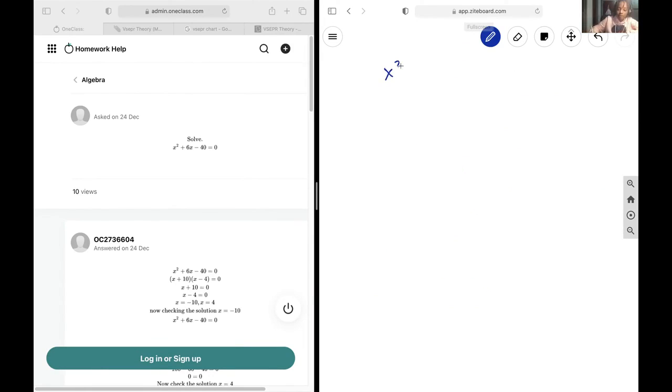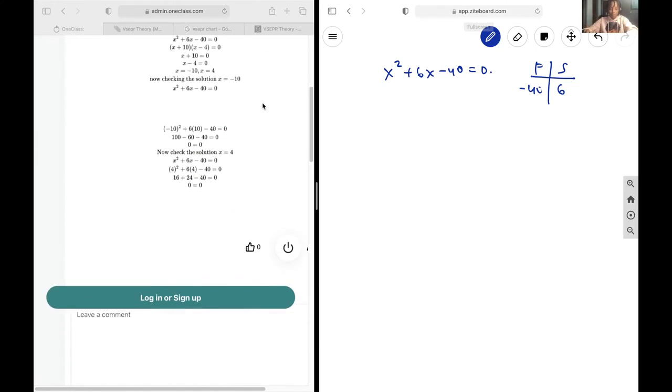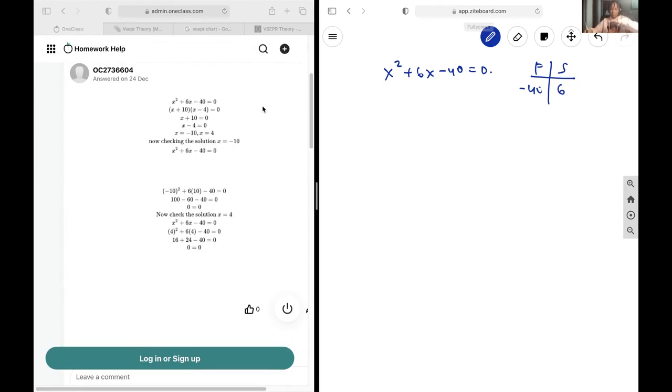For this one, we're just going to use product sum. And so you want the product to be negative 40, and the sum to be 6. The two numbers that will give us that are going to be... usually you can just think of them quickly. If you can't, just use the quadratic formula, and you should get 10 and 4. And so you're going to get x plus 10 and x minus 4 is equal to 0. And those are going to be your final answers.